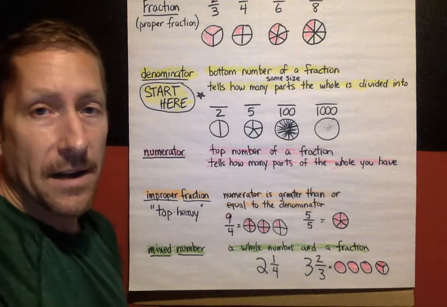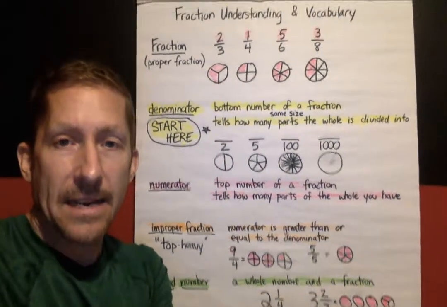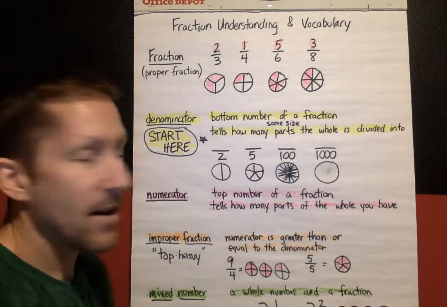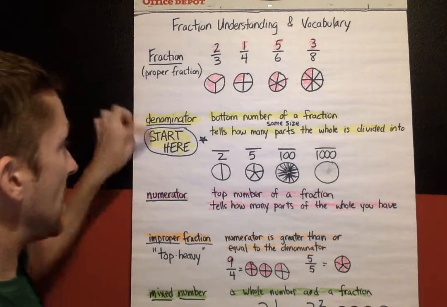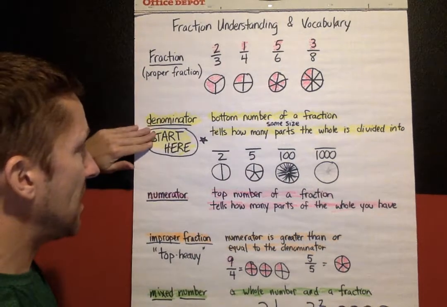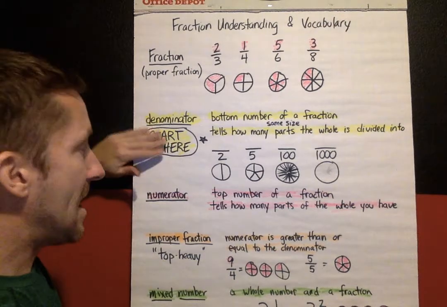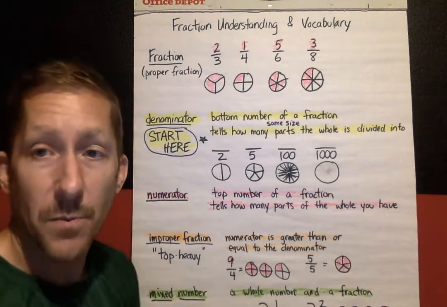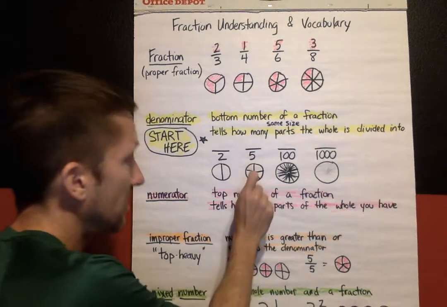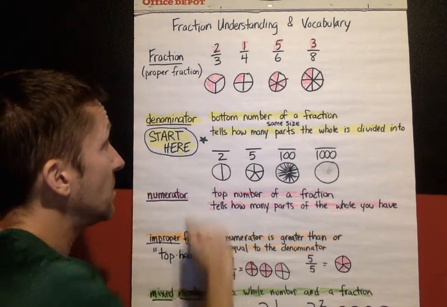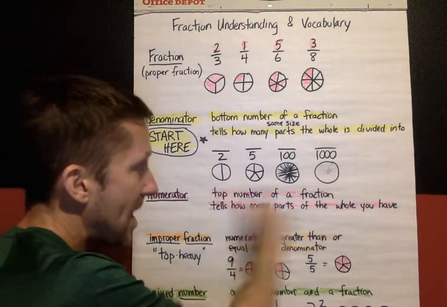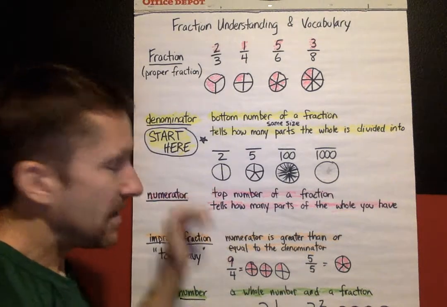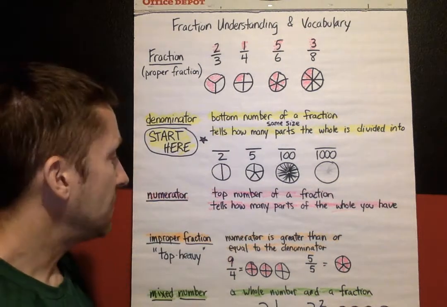That is it for this lesson on fraction understanding and vocabulary. The biggest thing that I find as a help for most kids is this right here. You have to start with your denominator, and your denominator is locked in stone. If it's 2, that's your model, or what you should picture in your head. 5, this is what you're picturing. Always start with your denominator, and that tells you how many pieces are in one whole pizza. Then address the top number, how many you shade in.